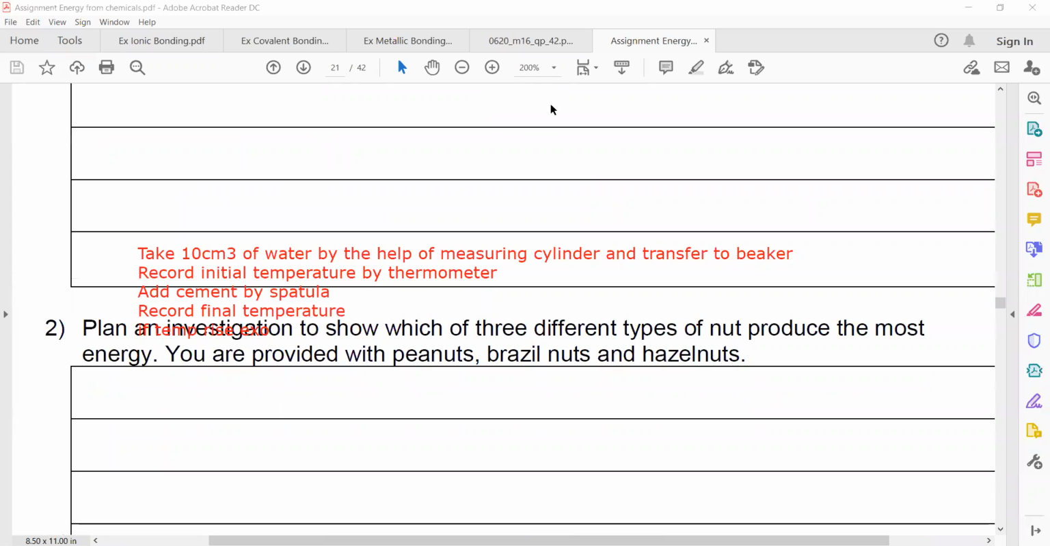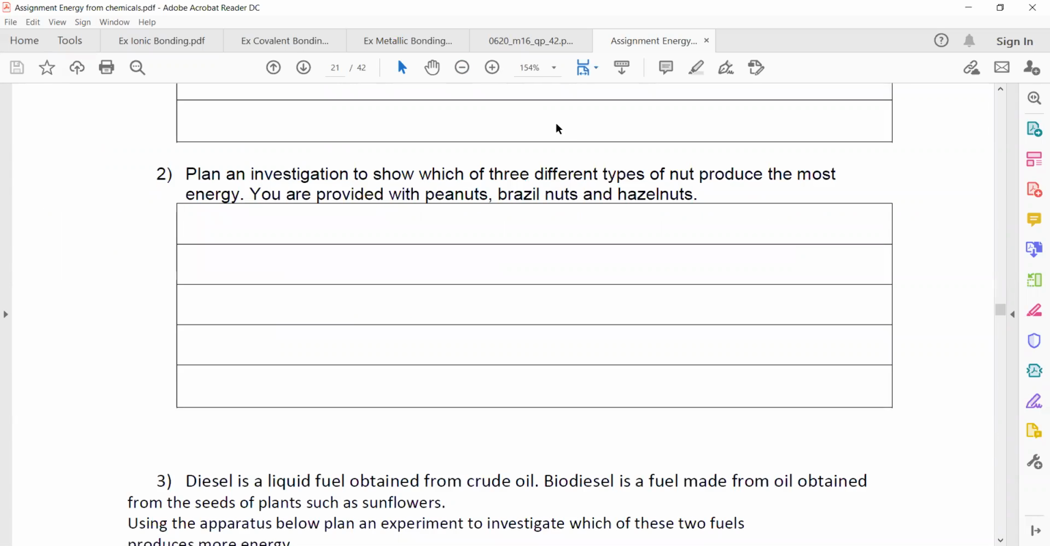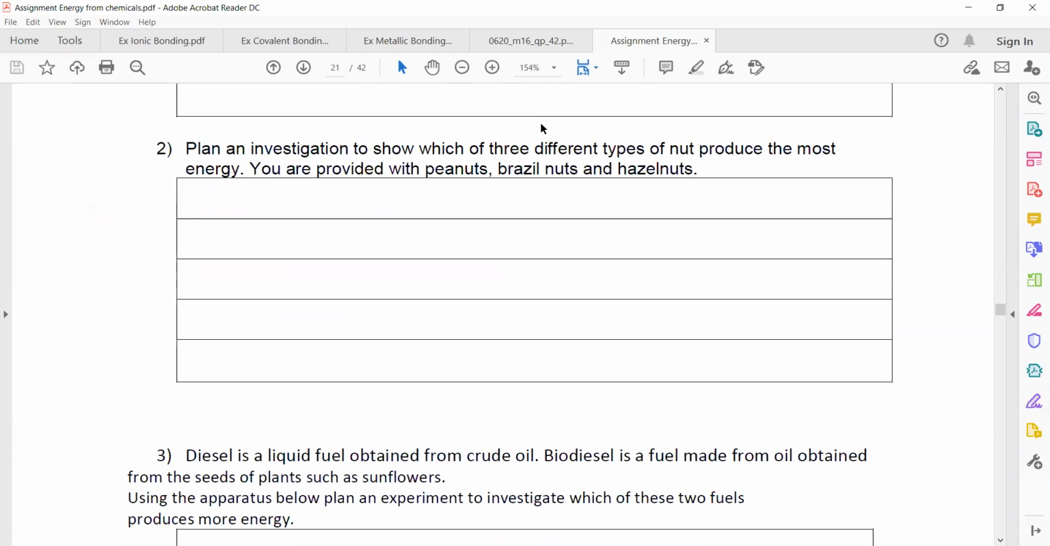Next part, another experiment. Plan an investigation to show which of three different types of nut produces the most energy. You're provided with peanuts, Brazil nuts, and hazelnuts. So how can you plan to find which nut is giving the most energy when it is burning?